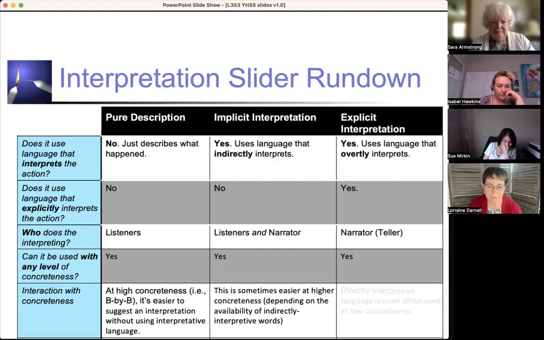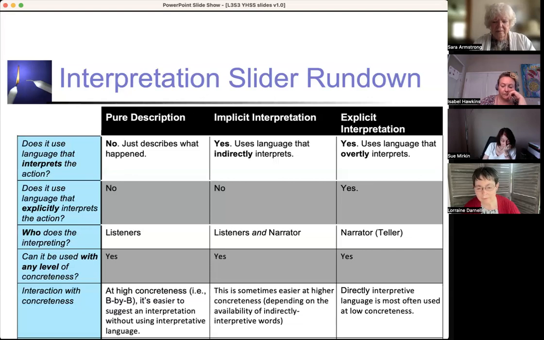So interaction with concreteness at high concreteness, the pure interaction with pure description, is a little bit dependent on, interacts with, implicit, because you might just not have enough words. You know, liked to, hated to. Well, those are good, but what's in the middle? Sort of liked. Was somewhat pleased. We run out. We don't have an infinite number of words that will place us on that, and so that can have an interaction.